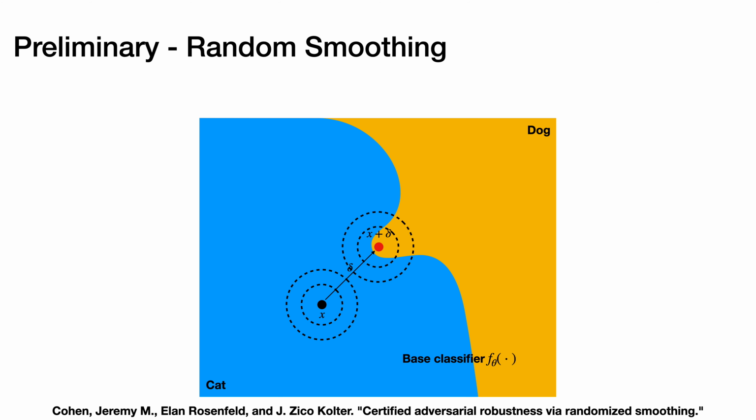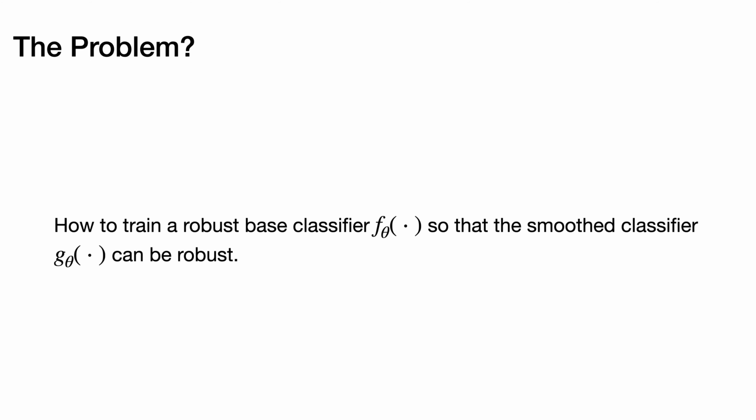If instead of directly considering the base classifier f theta, we consider the smoothed classifier, averaging over some neighborhood, since x plus delta here has more neighbors being cat, the classifier will be smoothed as cat. The boundary of the smoothed classifier g theta will be smoother than the base classifier f theta. Cohen also gave a theoretical guarantee that within some L2 ball, there will be no adversarial samples for the smoothed classifier. What's the problem here?